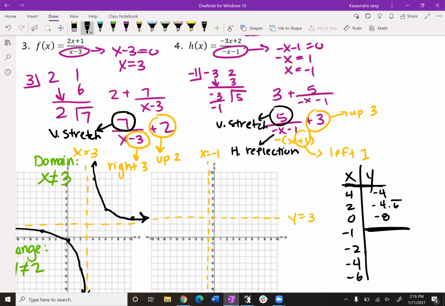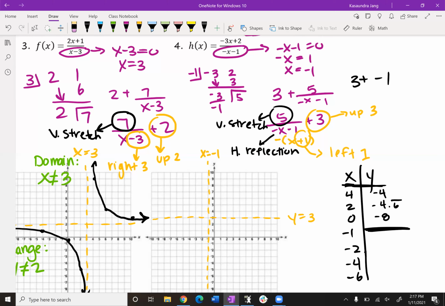So here's what's making me think. 4, -4, that's right here, right? But doesn't it usually get pretty close to the asymptotes? Let me check this out real quick. 3 plus 5 over 4 minus 1... wait, 4 minus 1 is 3. Let me redo it: 3 plus 5 over a negative 4 minus 1, which is -5. 5 divided by -5 is -1. And 3 plus -1 is 2.